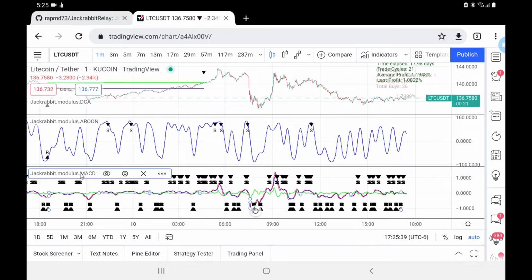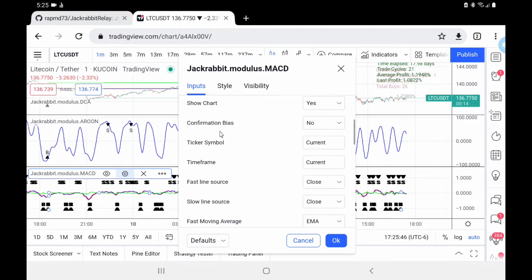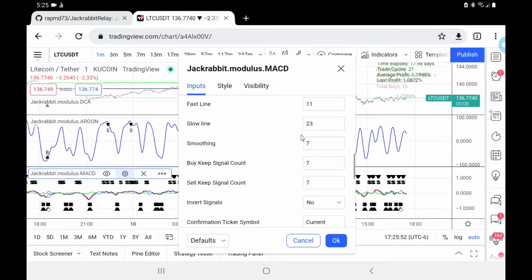Let's start with the MACD settings. It's not over the top crazy, but there are a few things to be aware of. As you'll notice, I've changed the fast, slow line and the smoothing lines. And I carry it for 7 candles. I want it to line up to the AROON indicator in a way that allows to get a large number of hits, but not too extreme.